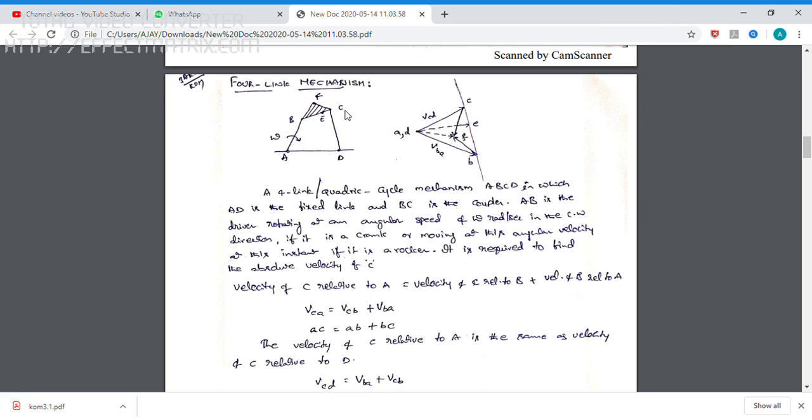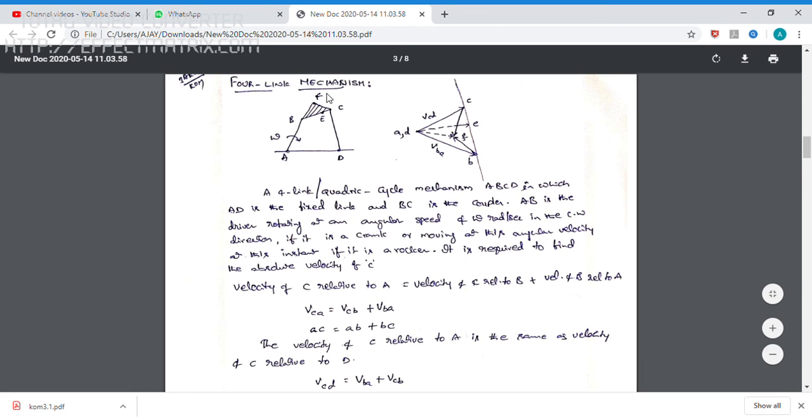Okay. Now, suppose you want to find the output motion of this particular link. For my convenience, I will take this particular point C. That's why velocity of C relative to A. Why? Because A is the fixed point. That's why I will write velocity of C relative to A.